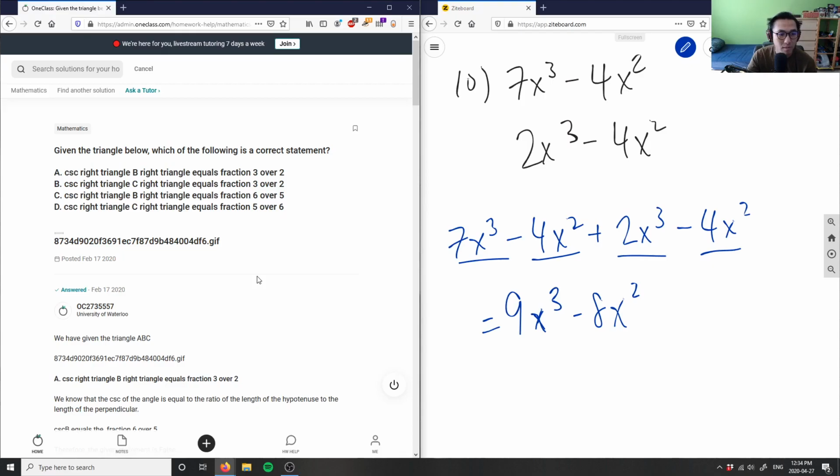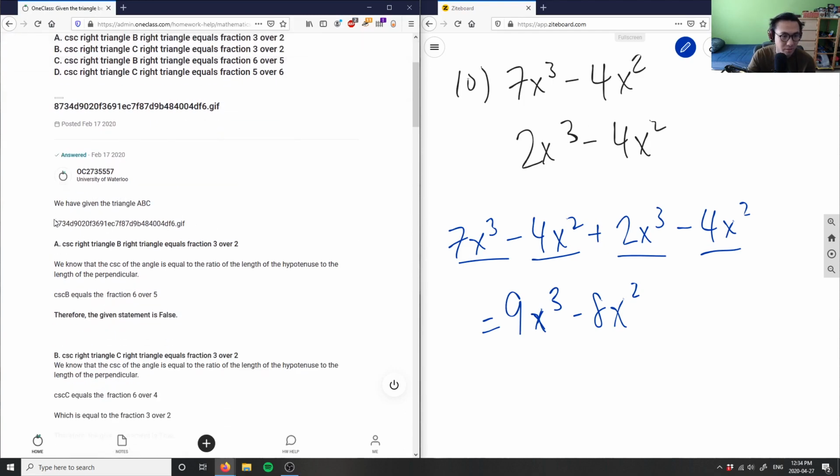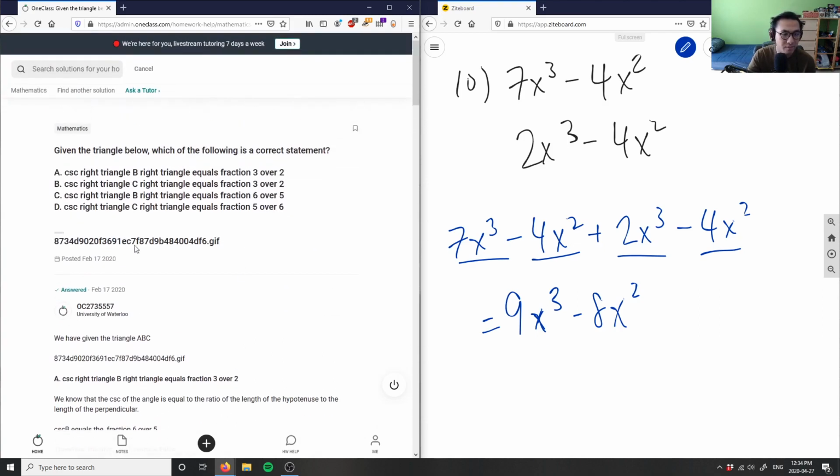Finally, I have one last question. Which of the following? I'm not given the triangle here. I can't really see this actually. Whatever this GIF file is, I can't really click it. Weird. Okay, so I actually can't verify the solution because I don't know what this solution is.